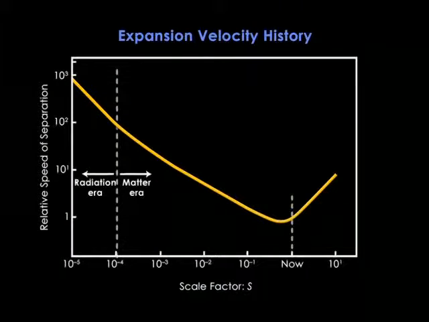You can also see how the rate of slowdown, the deceleration, changes as we pass from the radiation era to the matter era. The line is steeper in the radiation era. Later on, as we move into the dark energy era, look how the expansion speed stops slowing down and starts speeding up. That's the famous accelerating expansion caused by dark energy.